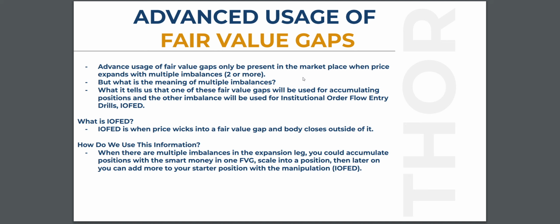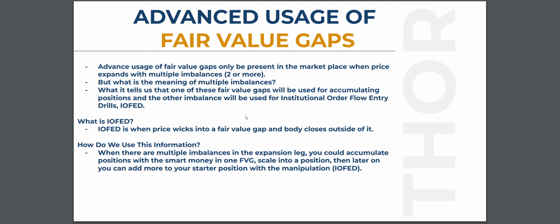But what is the meaning of multiple imbalances or multiple fair value gaps? That tells us that one of these fair value gaps will be used for accumulating positions, whether short positions or long positions, and the other imbalance or imbalances will be used for institutional order flow entry drills, or IOFED for short. Now, what is an IOFED? IOFED is when price wicks into a fair value gap, but the body closes outside of it. So it basically gives an immediate reaction and closes above it and keeps going in the direction of the draw on liquidity, right? But how do we use that information?